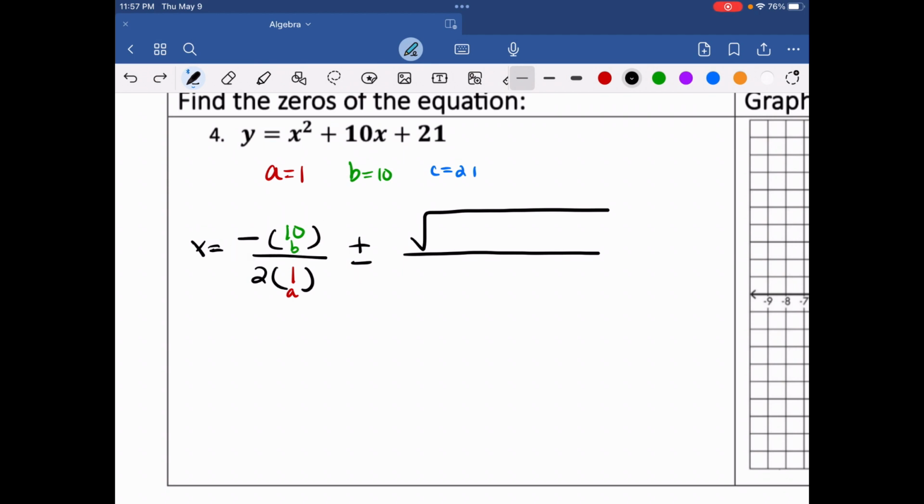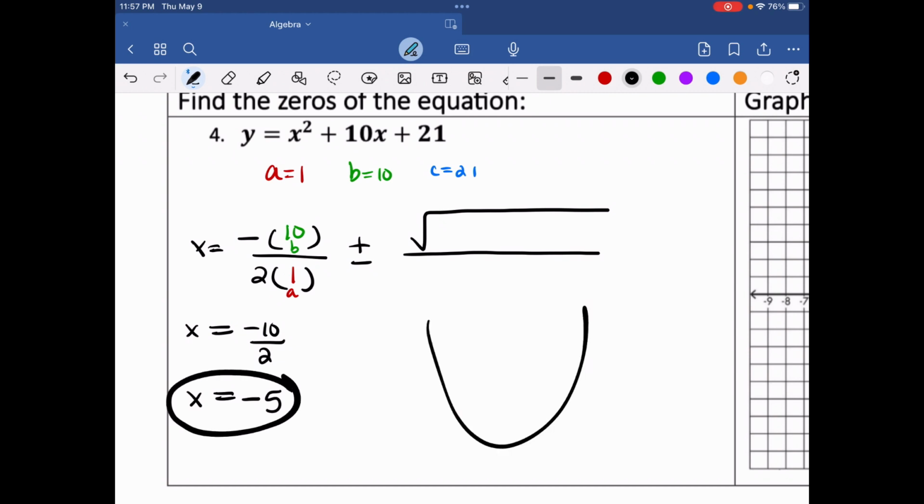Negative 10 over 2, so let's simplify that fraction. Negative 10 is the top, and 2 times 1 on the bottom is 2. What is negative 10 divided by 2? That's negative 5. X equals negative 5. That means this is where the vertex is, the middle of the parabola. So if you have a parabola, the middle number right here would be at negative 5.